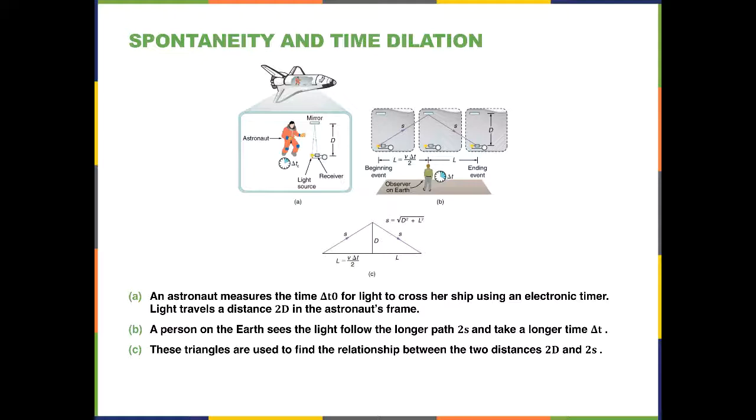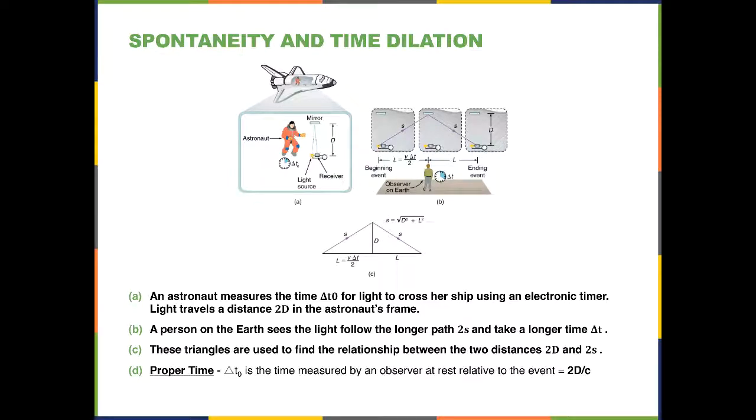Now, if you look at the triangles, you note the difference, D versus S, and that the length is the velocity times delta T over 2. So that the hypotenuse is measured by the distance traveled by the ship and the time period it took for the light to travel to the mirror and back.